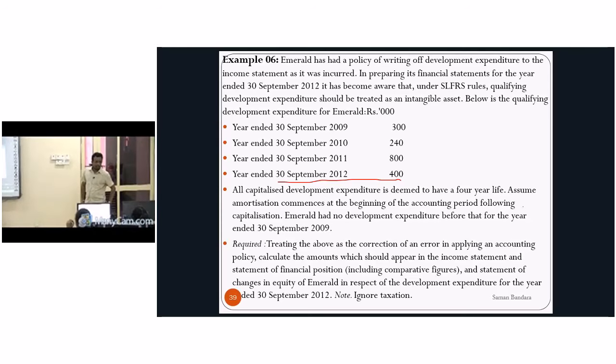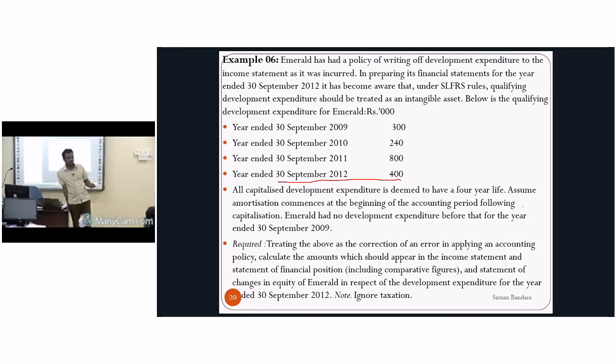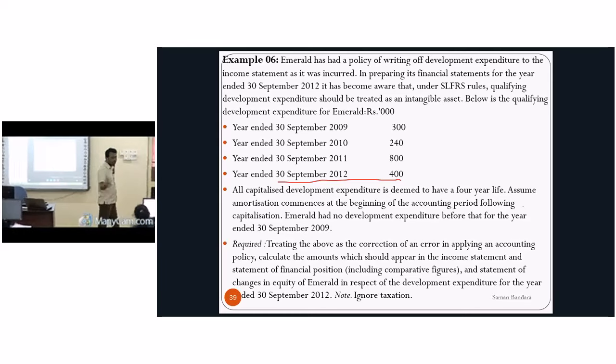Now, how do you act on this? That is part of the answer. You can have only 1 mark for that, referring to LKS 38, no need to have numbers. Anyway, you should know development cost can be recognized as part of intangible if certain conditions are satisfied. Anyway, story is given. That's 1 mark. What else? Then you have to come into LKS 8.